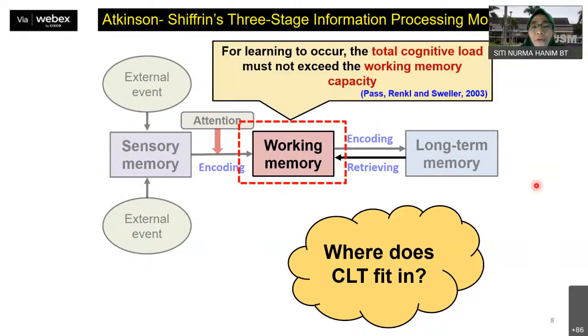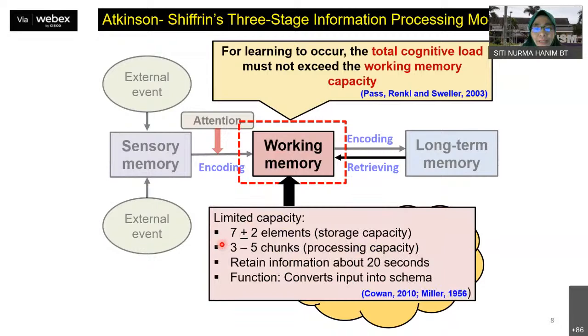Working memory, whereby for learning to occur, the total cognitive load must not exceed the working memory capacity. Remember just now, working memory capacity is very limited, in terms of the amount of information that it can hold and the amount of information it can process at one time. And it is very short, about 20 seconds only. So very limited. So we must play around with the strategy that we use to create our PowerPoint to cater to this, meaning we must ensure that it does not exceed the working memory capacity, the limited capacity, right?